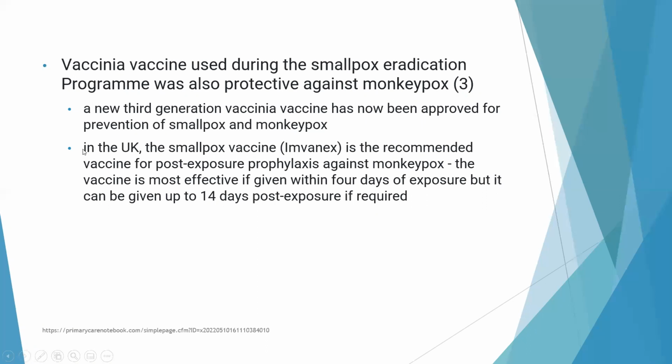And recently in the UK, a smallpox vaccine, MVA, is the recommended vaccine for post-exposure prophylaxis. The vaccine is most effective if it is given within 4 days of exposure, but it can also be given up to 14 days post-exposure if required.